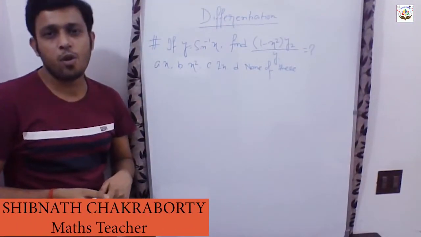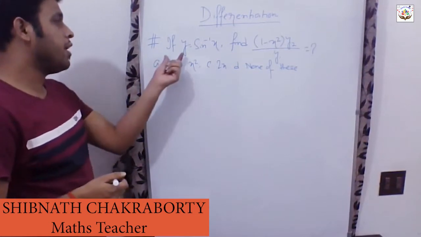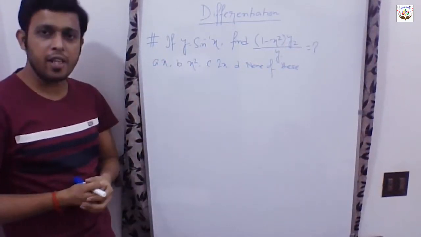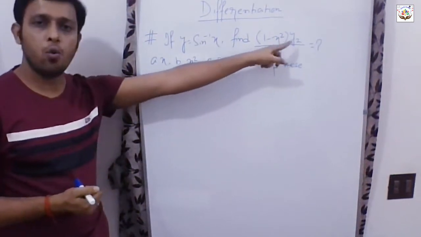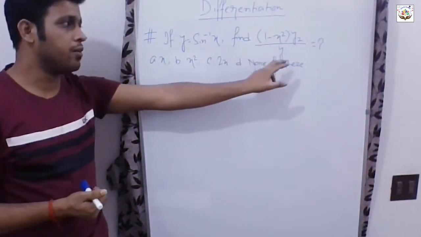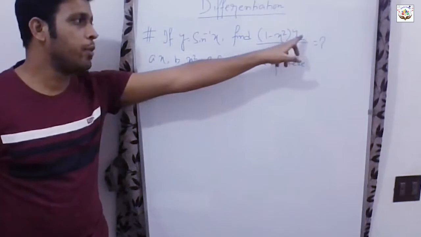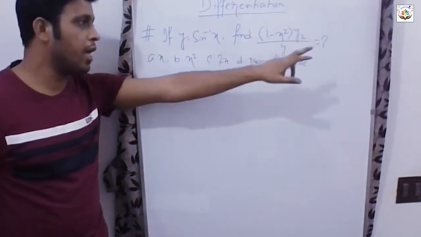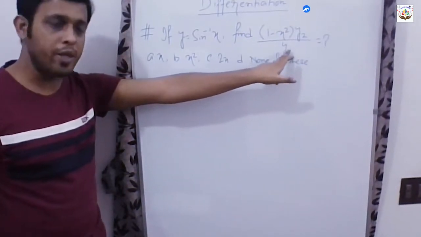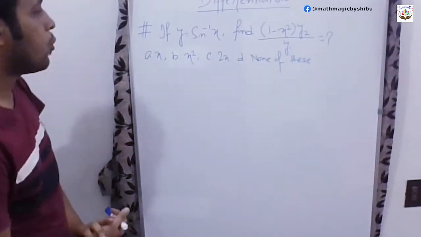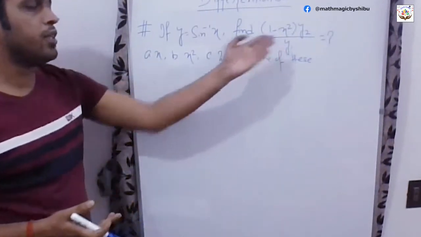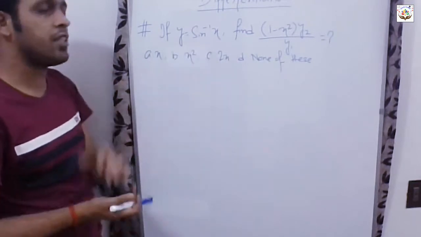So in today's problem of differentiation, we have: if y equals sine inverse x, we need to find the value of (1 minus x square) into y2 divided by y1. Do not forget, y2 means d2y by dx square and y1 means dy by dx. So we need to find the value of this expression with the help of this.